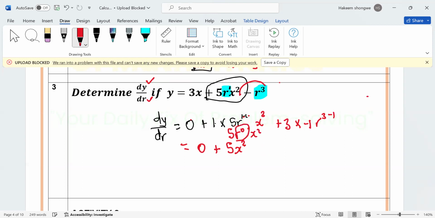What does this 5 give us? And then you're going to have 3 multiplied by minus 1. 3 multiplied by minus 1, you get minus 3. And then after that, you're going to have 3 minus 1. What is 3 minus 1? R squared. You don't have to write this 0. Then our answer is going to be equal to 5x squared minus 3r squared.